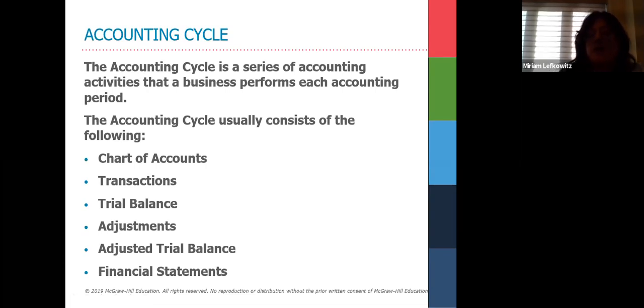Okay, so the accounting cycle repeats every 12 months. The accounting cycle is a series of activities that we do all the time in that accounting period, so that's in the next 12 months. We always start with the chart of accounts. The chart of accounts is also your general ledger. That's the structure of the company.